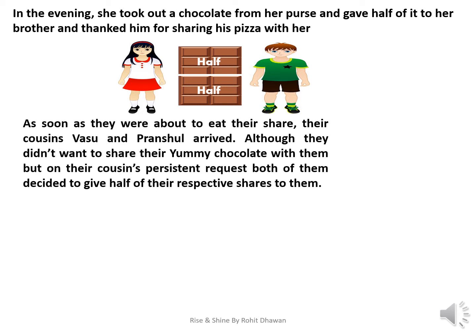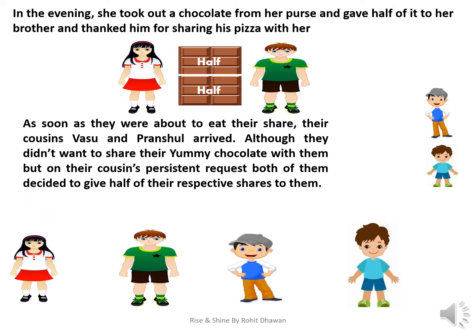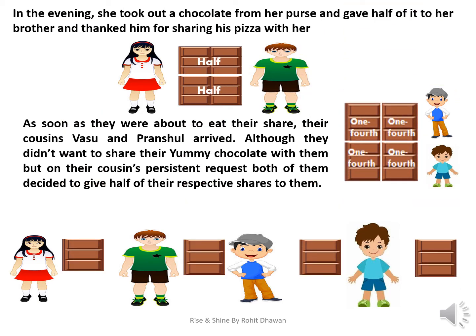As soon as they were about to eat their share, their cousins Vasu and Pranshul arrived. Although they did not want to share the yummy chocolate with them, on their cousins' persistent request, both of them decided to give half of their respective shares to them. Now, my dear students, the question arises: how much will each one get? Can you guess it? Yes, your answer is right. Since half of their respective shares were divided into further halves, each one got 1/4 share of the chocolate.